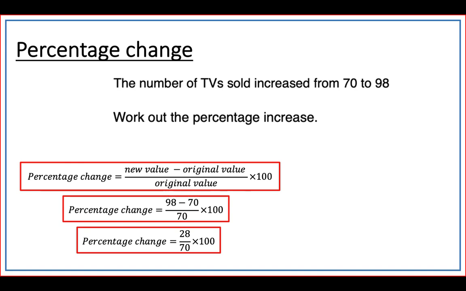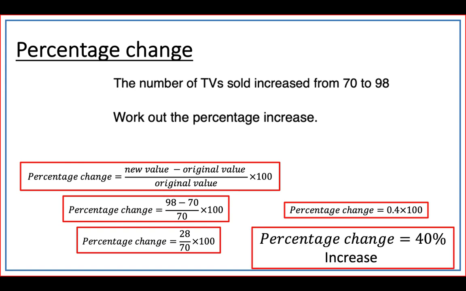Simplifying that down, we get 28 over 70 times by 100. As a decimal, we get 0.4 times by 100. And then we end up with our percentage change being a 40% increase. So the number of TVs sold has increased by 40%. Again, please make sure that you've copied down this example.